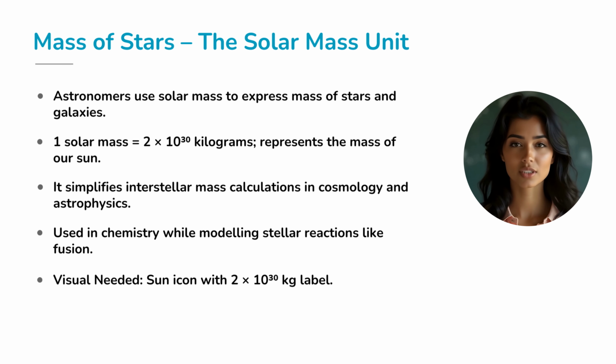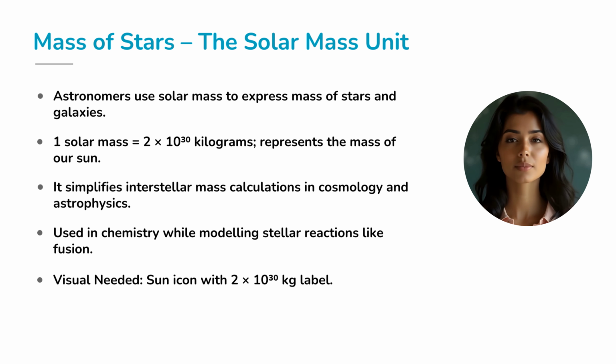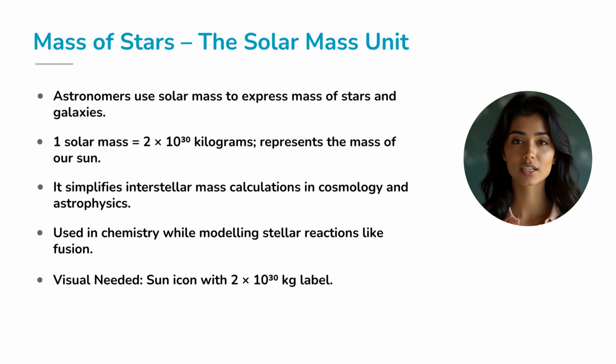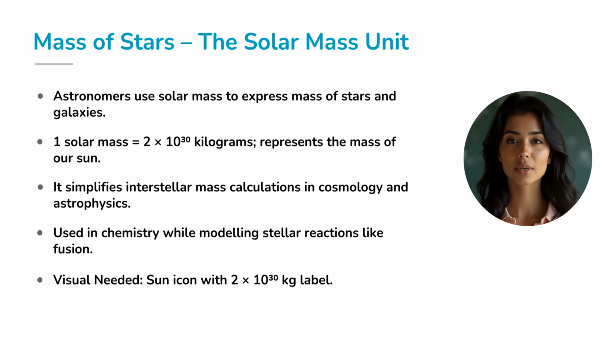What if we go beyond atoms, way beyond, into the stars? Well, scientists have a unit for that too. It's called the solar mass and it's used to describe the mass of stars and galaxies. 1 solar mass is the mass of our Sun, approximately 2 times 10 to the power 30 kilograms. That's a number so large, we'd never use it in a lab, but it's essential for astronomers and astrochemists studying stellar fusion, planetary formation, and cosmic reactions.